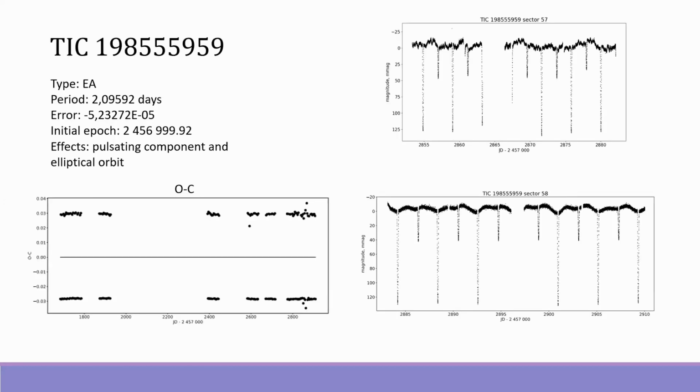And also the shape of O minus C curve does not show the presence of pulsating component as well. However, when we obtain this O minus C diagram for this object, we realize that the star has an elliptical orbit because of two parallel lines on the O minus C curve, which indicates that.